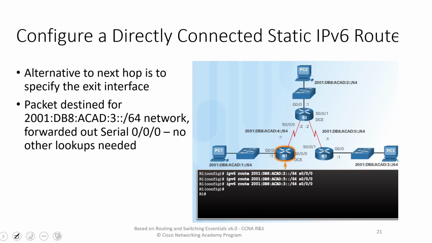Then if we are using the directly connected mechanism to specify the interface it is connected to, here we can specify the network and the interface. One of the advantages of using interfaces is that there's no need to do any IP lookup before forwarding traffic. So the IP lookup is not necessary, and traffic can be forwarded directly. So that is directly connected static routes.